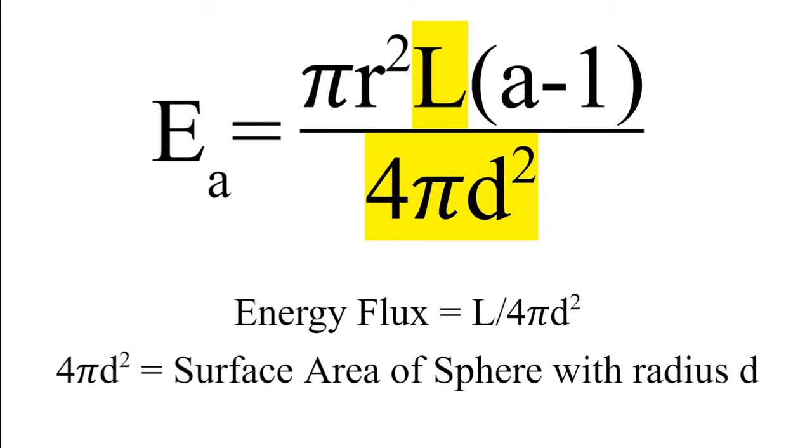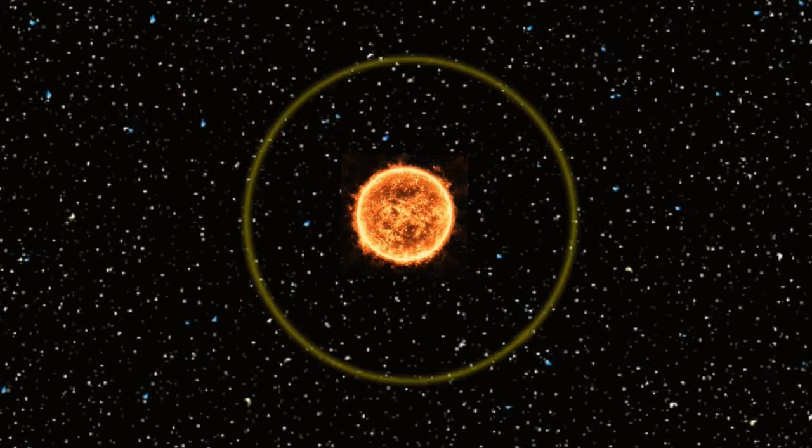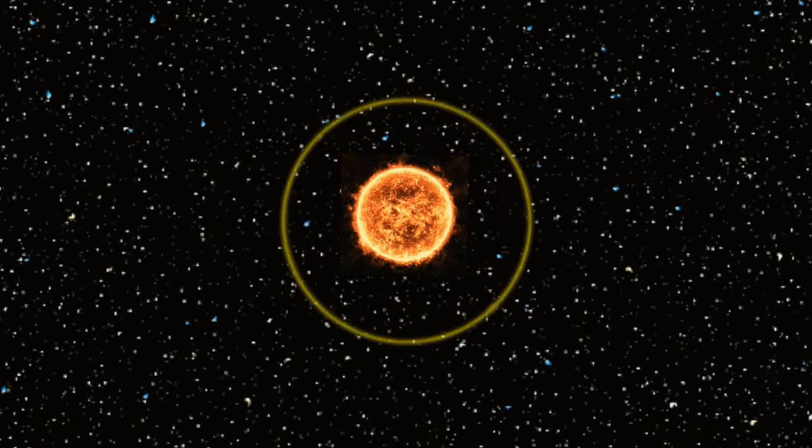of a sphere. This is because luminosity is the total energy output per unit of time, but as it releases this energy, it spreads out in a sphere around the star. As it spreads out, the total energy stays the same, but the density decreases proportionally to the surface area of this energy sphere, which is why we see this equation here.